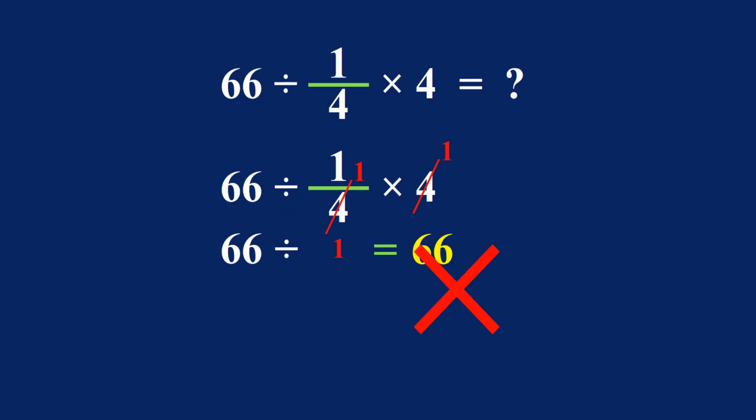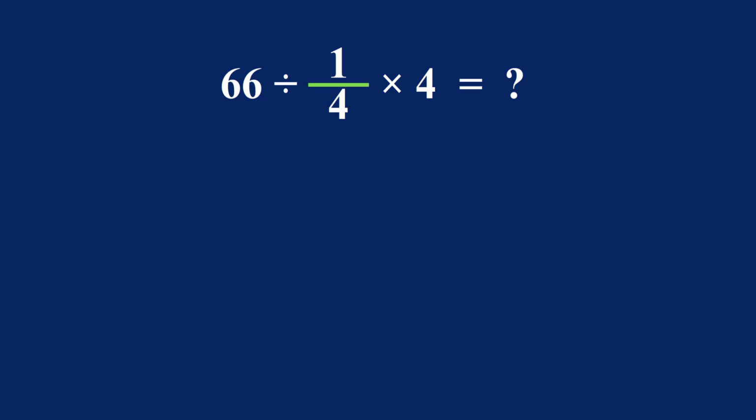But this answer is not correct because according to the order of operations, we have to do this division first, not this multiplication. So let's start the correct solution. 66 divided by 1 over 4. To do this division, write down the 66 and change the division to multiplication and flip this fraction to 4 over 1, which gives 4. And here again we have times 4.